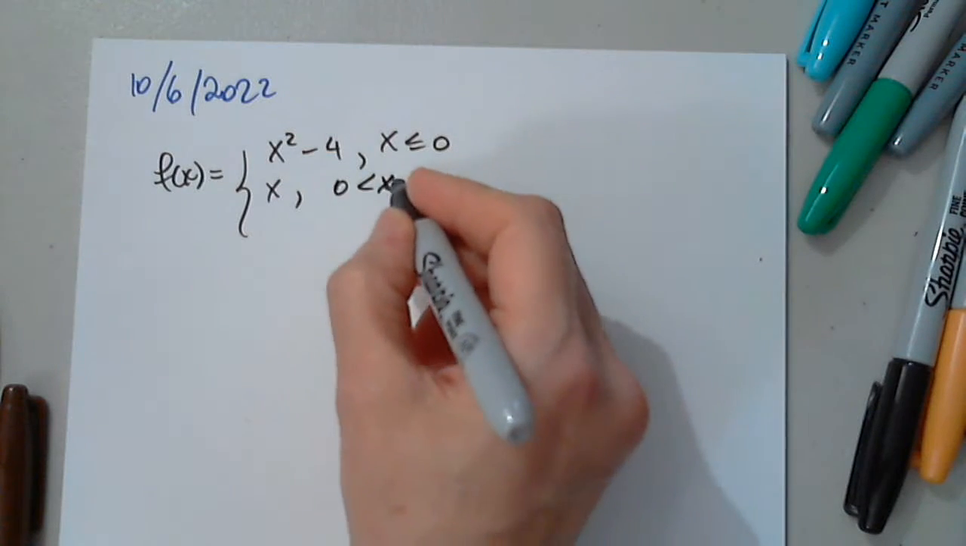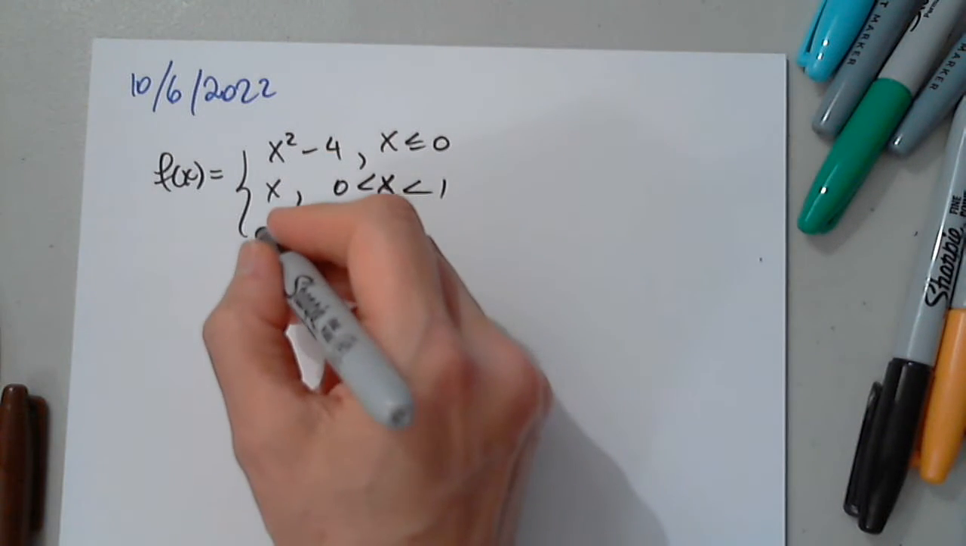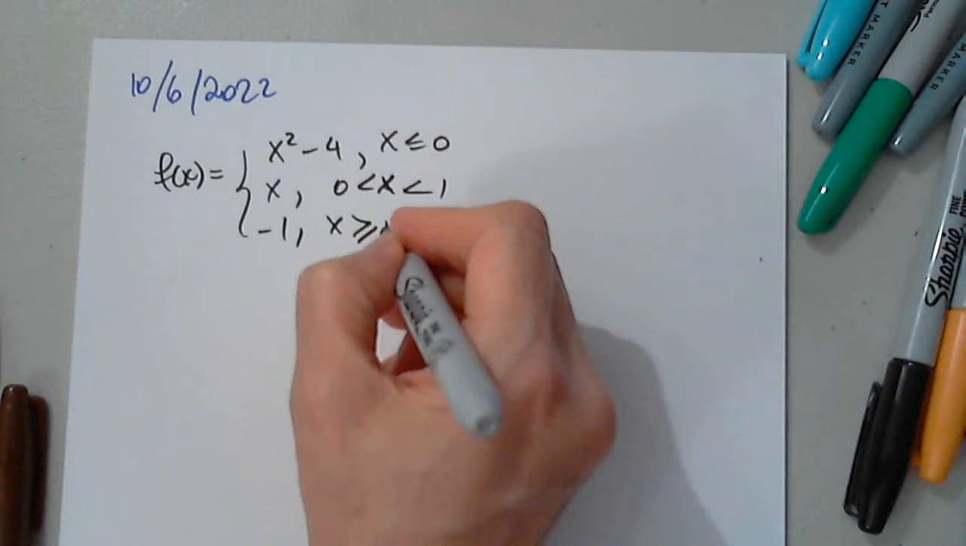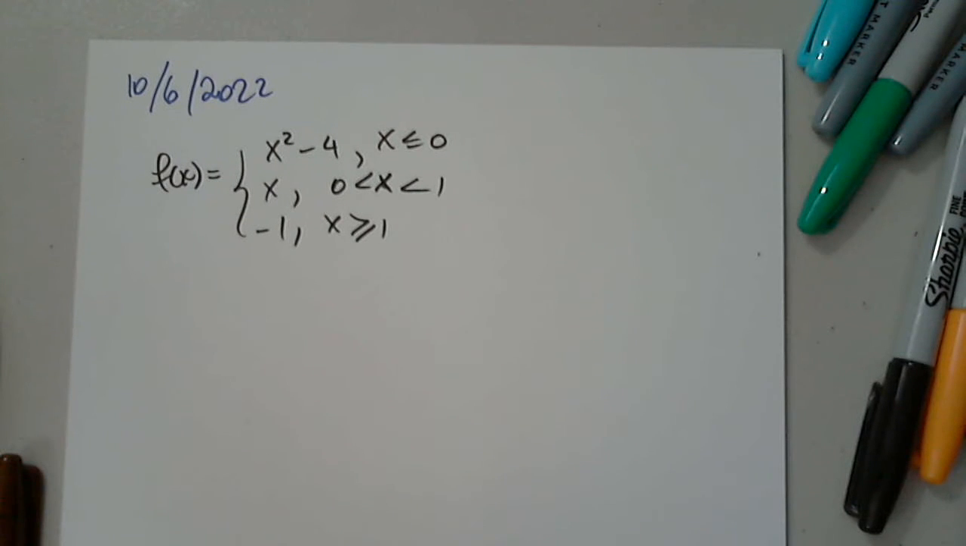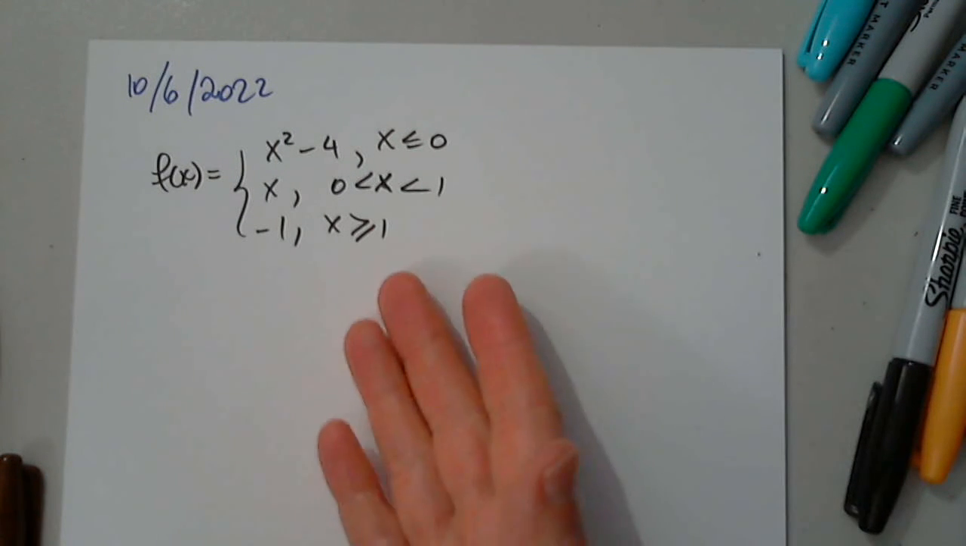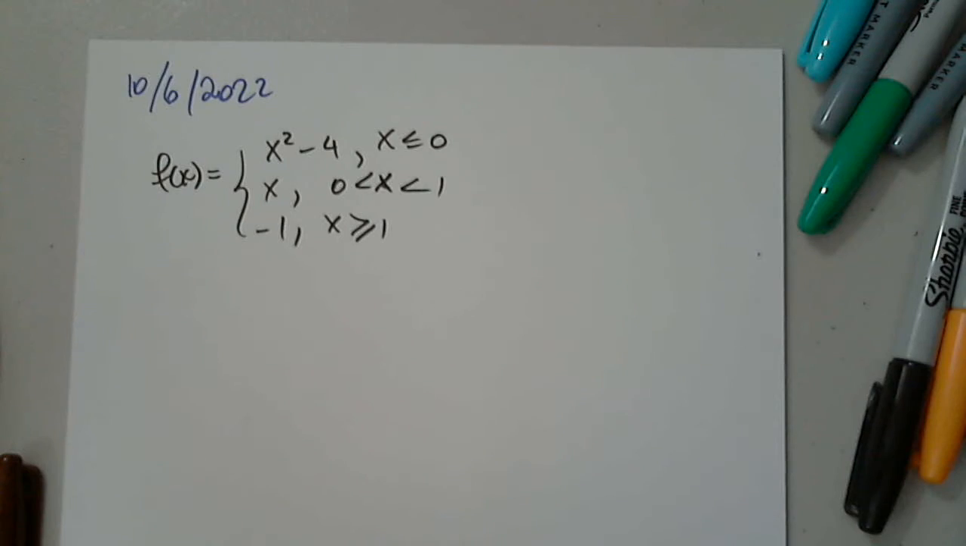less than x greater than 0 less than 1, and -1 for x greater than or equal to 1. Just wanted to say that this is the easiest problem moving forward. You will not see something easier than this for the rest of the semester. So that's why we had like 5 or 6 examples.